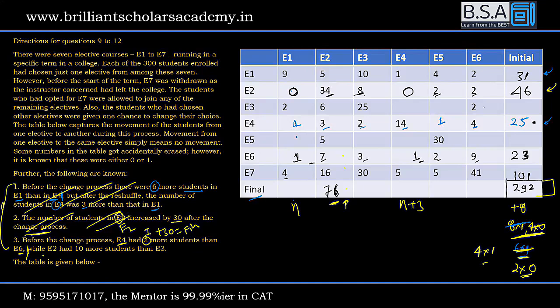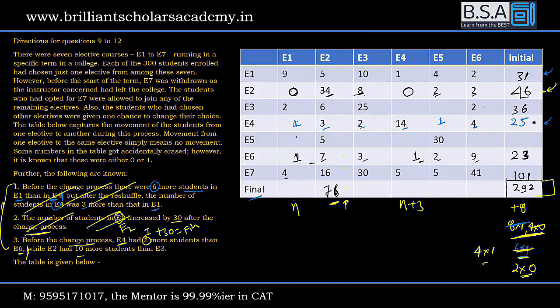Let's go. While E2 had 10 more students than E3, before the change, E2 is carrying 10 more children. This will be 36.